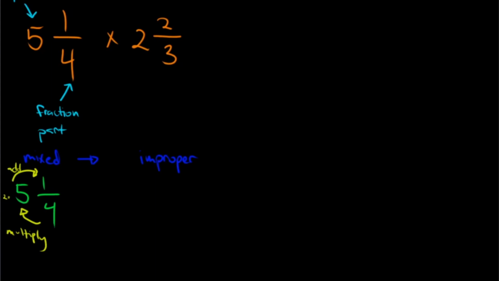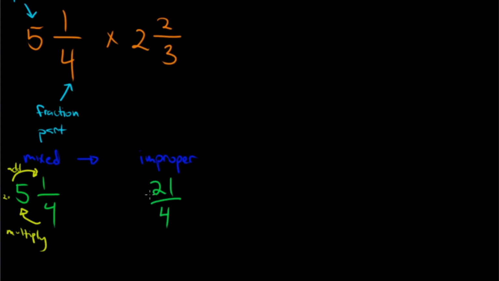Plus 1 will be 21. Yun yung numerator mo sa iyong bagong fraction na nakasulat sa improper form, improper fraction. Ano yung magiging denominator? All you need to do is to copy your original denominator. I-retain mo lang yon, which means 5 1/4 na mixed number, if you rewrite it into an improper fraction, magiging 21/4.